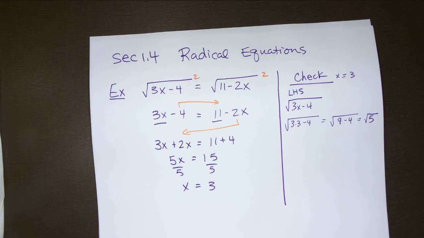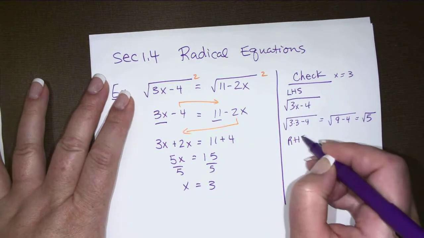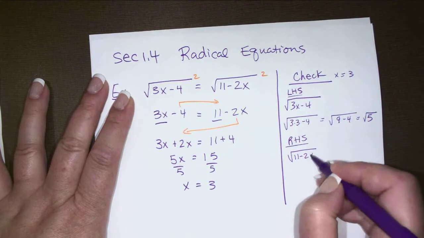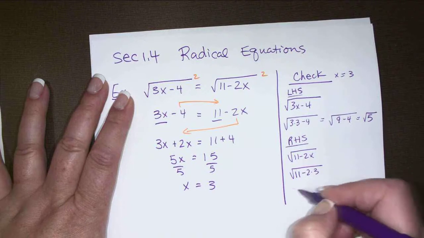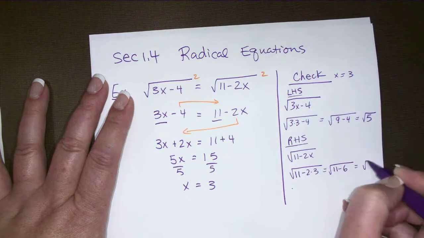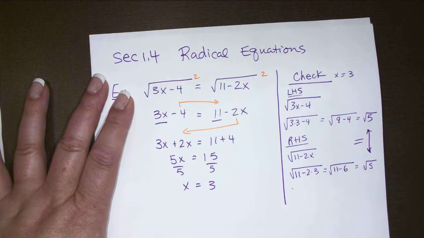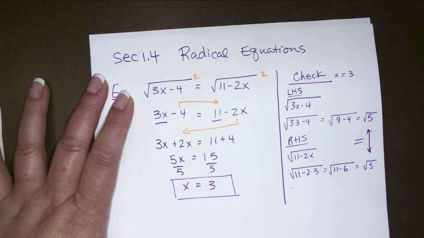Okay? And then the other side, if we plug it in, so the right-hand side, 11 minus 2x. So 11 minus 6, which is square root of 5. So they're equal. So x equals 3 is the answer.